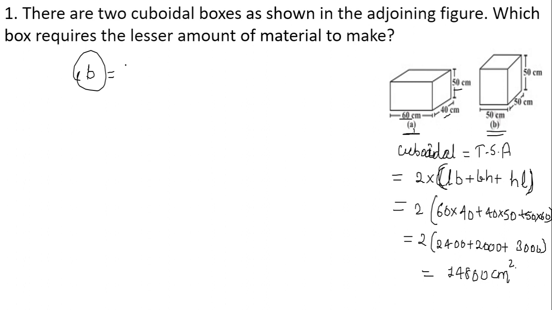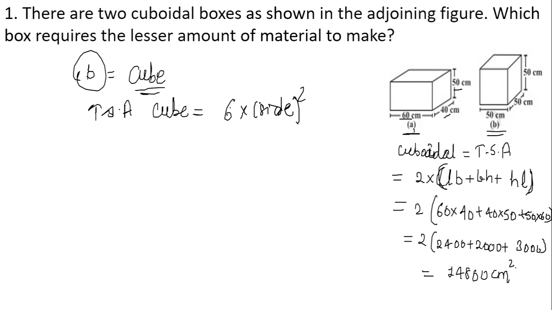Now this is not the cuboidal box, this is the cubical box, the cube. Okay, this is the cube shape. So the total surface area formula for the cube shape is, please make a note of it, 6 into side square. 6 into side square, because if we see the cube box carefully, each side is a square.